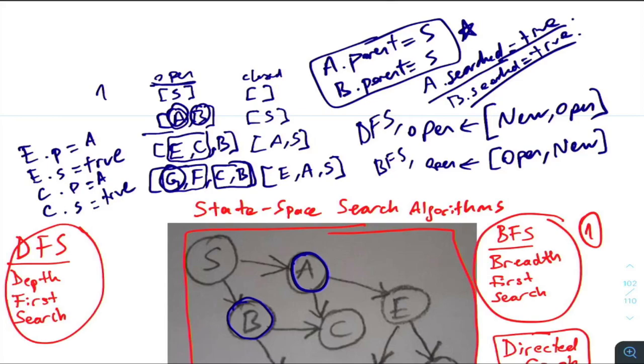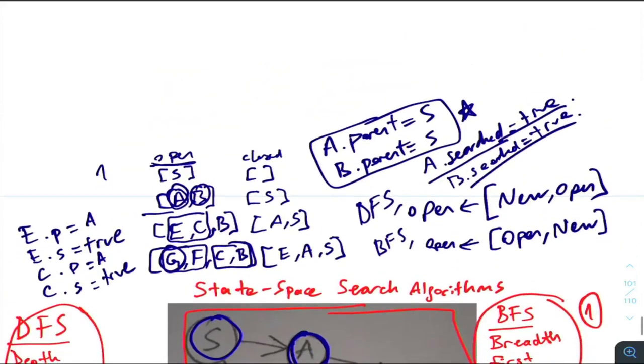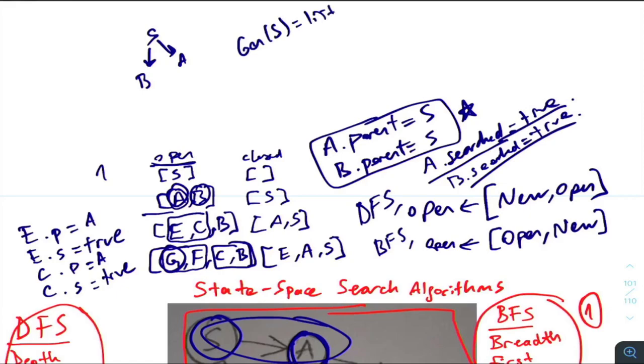In the initialization step, you put S dot depth equals 0, and as soon as you generate the children of S, not only do you update the parent and search fields, you also update the depth. Just try to see that picture. As soon as you generate S, it gives you a list of children, A and B. This is a list, right? For example, you can use a for loop. I'm going to write MATLAB.